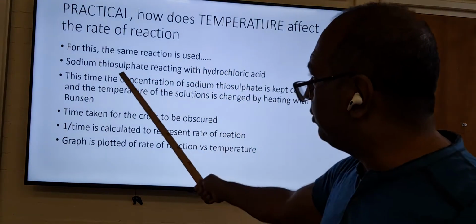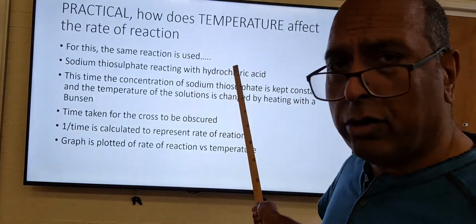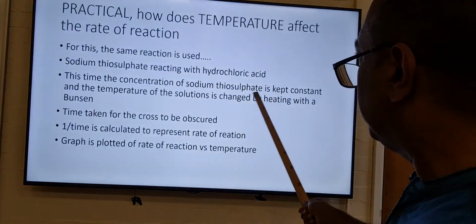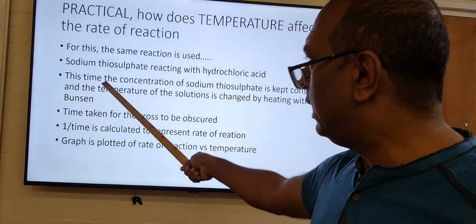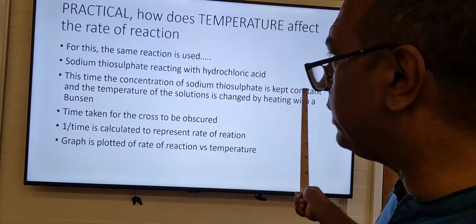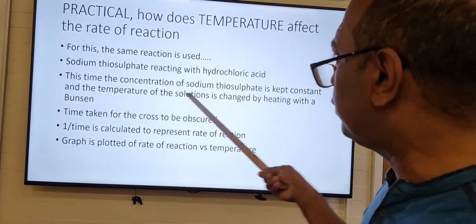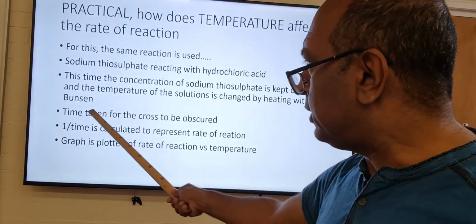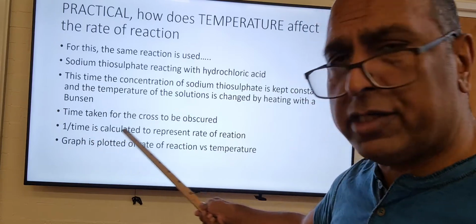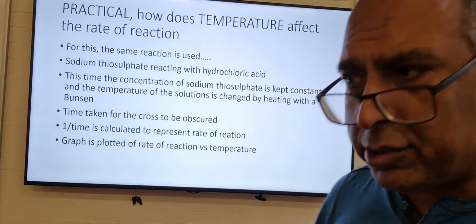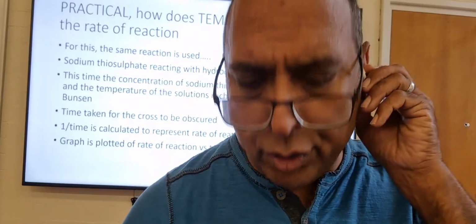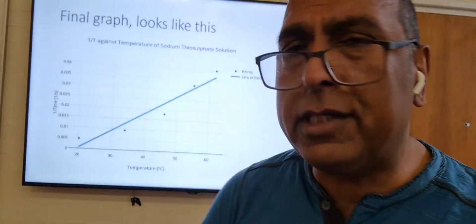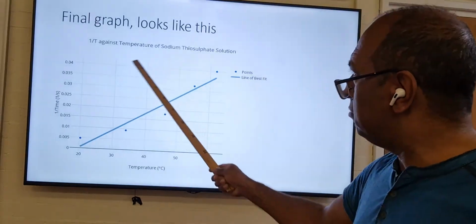For the same reaction, thiosulfate with hydrochloric acid, this time the concentration of sodium thiosulfate is kept constant and the temperature of the solutions is changed using a Bunsen burner. The time taken is recorded, 1 over T is calculated, and a graph is plotted. Now, I don't propose to do all that again, but what I can show you is if you did it again, you'd get a final graph.